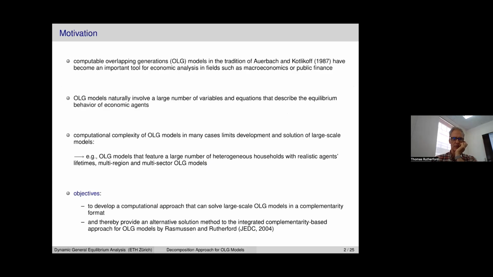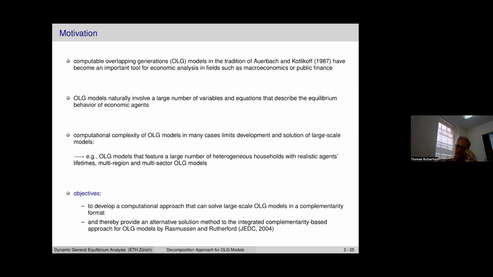I'll go through the basic idea here. The computable OLG in the tradition of Auerbach and Kotlikoff has been an important tool for economic analysis for a long time. In their early paper, Auerbach and Kotlikoff '87, these guys were way ahead of their time. They didn't use any fancy numerical method, but they came up with a clever, intuitive way of solving models. I was really impressed. Their work is great.